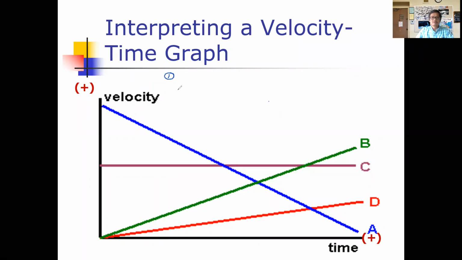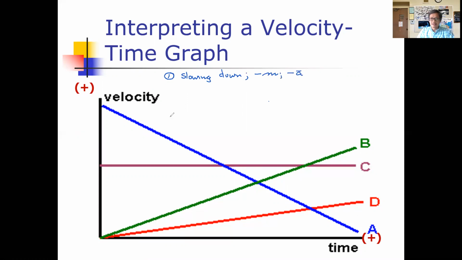Hopefully you recognize that this blue object here is slowing down. How do you know that it's slowing down? Well, a couple of reasons. It has a negative slope, which means the acceleration is negative.